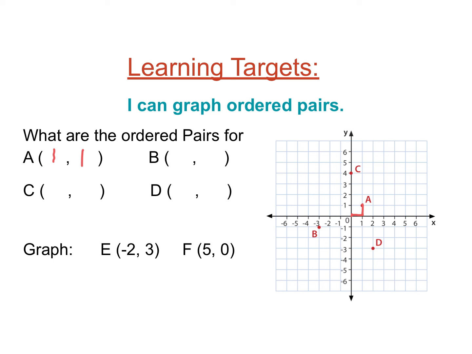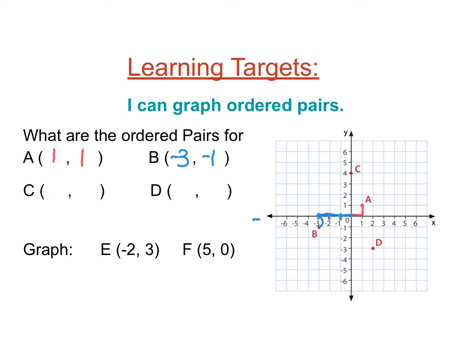Let's find B. So B, he's starting in the center, and he is moving 3 places, 1, 2, 3, to the left. Now notice I'm counting the lines, 1, 2, 3. And when I go to the left, I'm counting negative. So I might even say negative 1, negative 2, negative 3. And that is how far over we go. And then we're going down. Down is also negative, down 1. So that is negative 1.